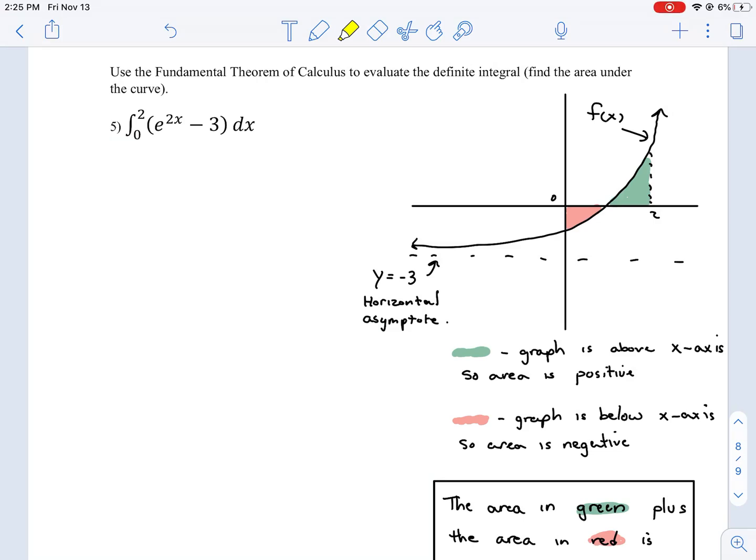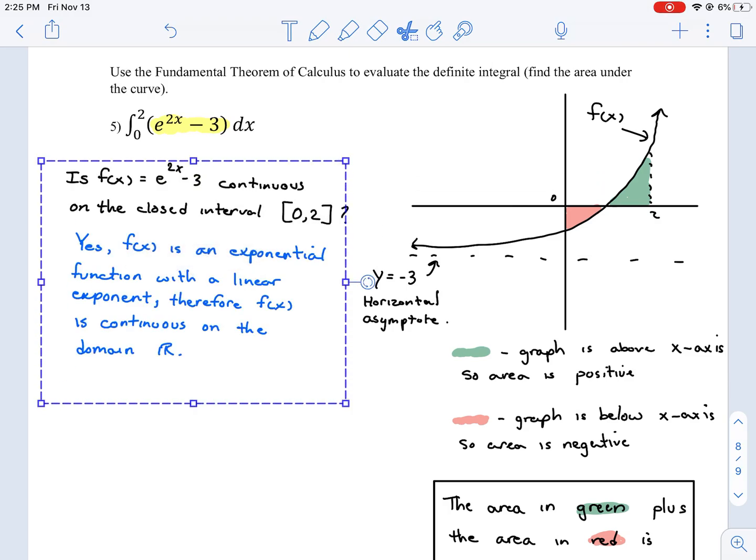Hello class, in this video we'll be doing another example on how to use the fundamental theorem of calculus to evaluate a definite integral. Let's begin. So we want to evaluate the definite integral from 0 to 2 of this function right here.